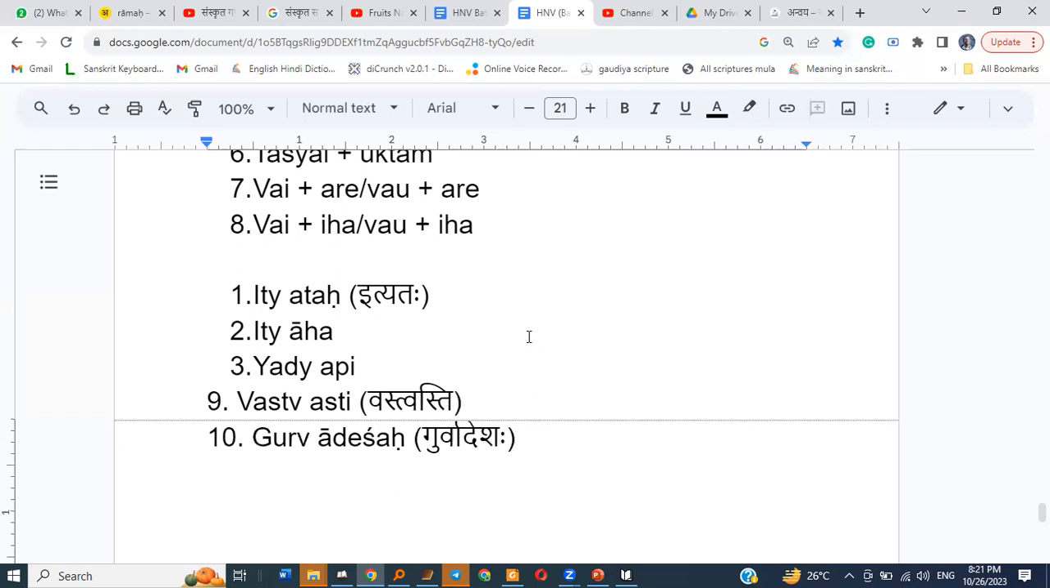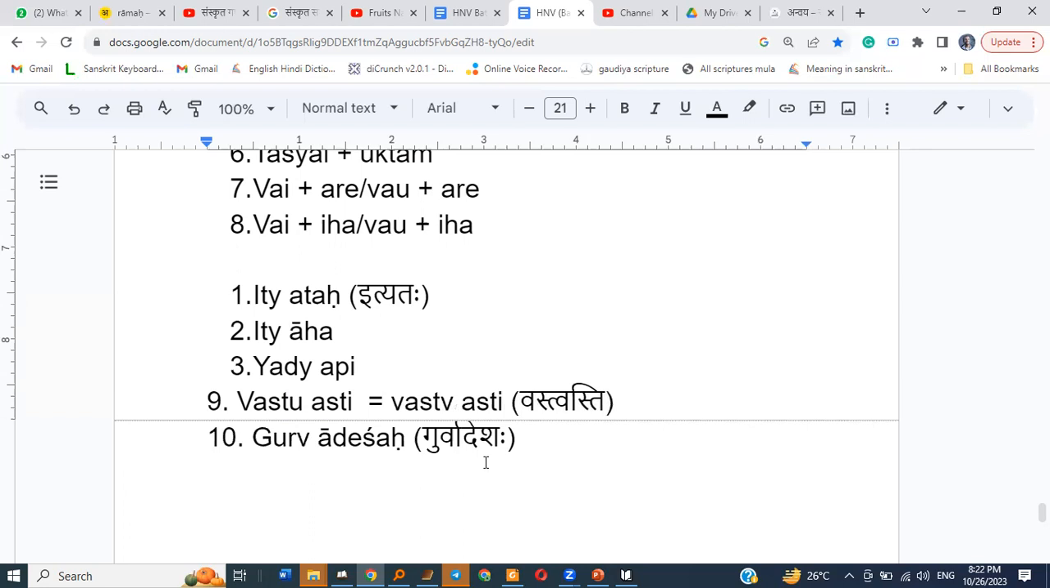Bro, can you explain me the ninth one, Viraj? Vastu iti. Yeah, Vastu Asti. The word is Vastu Asti. So when Udvayam is followed by any Sarveshwara, except for Udvayam, then U becomes Va. U becomes Va. So Vasti, right?